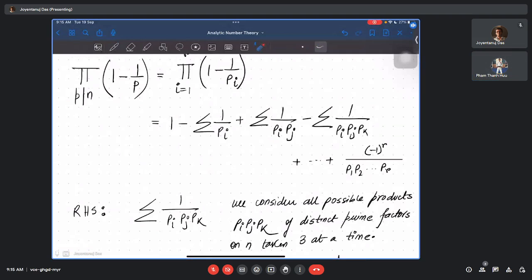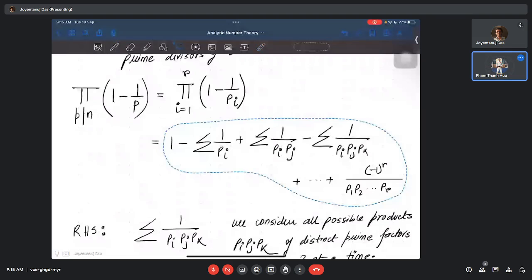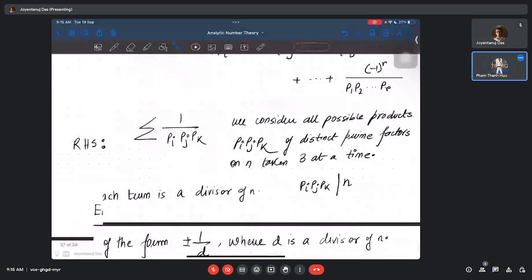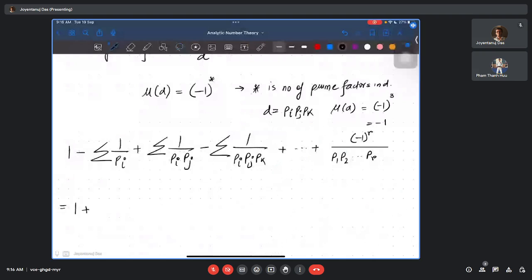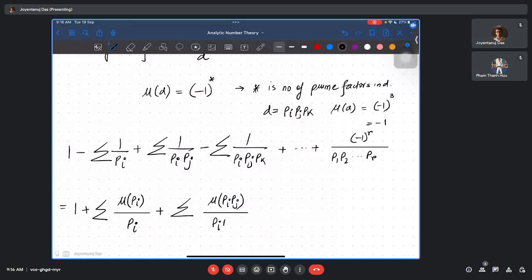Right, let me copy this one. So what I can do here is this: this thing is 1 plus summation mu of pi over pi, because that is already minus 1. Plus summation mu of pi pj over pi pj, that is minus 1 there, so it becomes plus 1 over pi pj. Then again summation mu of pi pj pk over pi pj pk. So everything becomes plus, and so on. The last term will be mu of the product p1 p2 up to pr over p1 p2 up to pr.